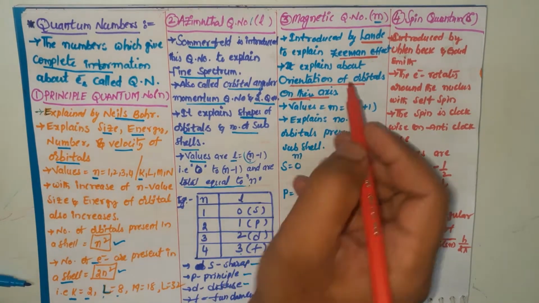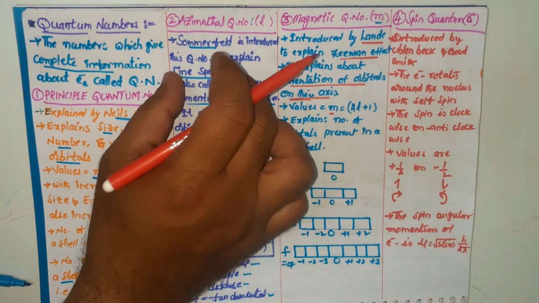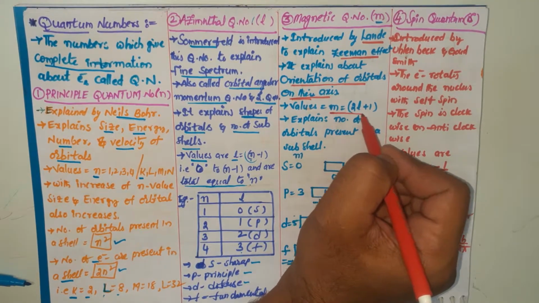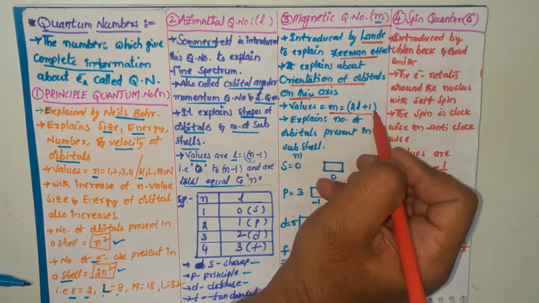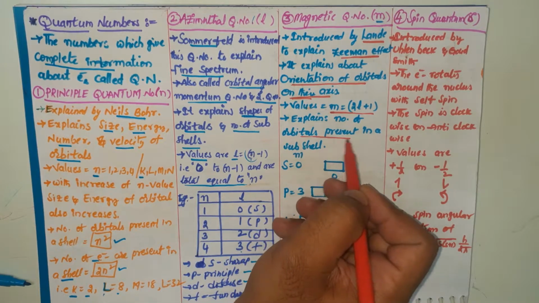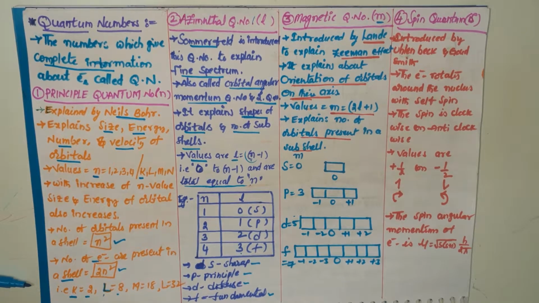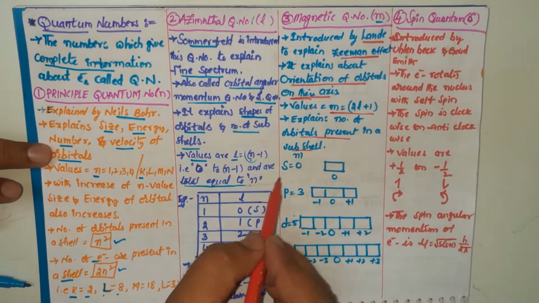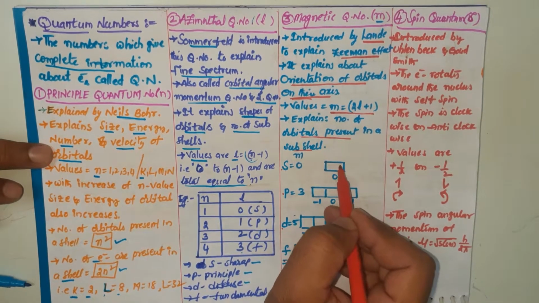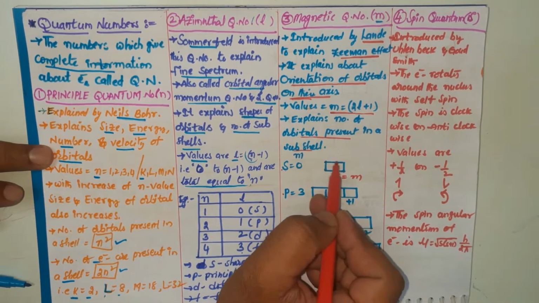The number of values of magnetic quantum number m is equal to 2l plus 1. What is l, students? l is nothing but the azimuthal quantum number value. This is the formula to identify the m values: 2l plus 1. It also explains the number of orbitals present in a subshell. Okay, these are the orbitals: s, p, d, f. s is only one orbital, and the value of m is 0. Total how many orbitals? 1.